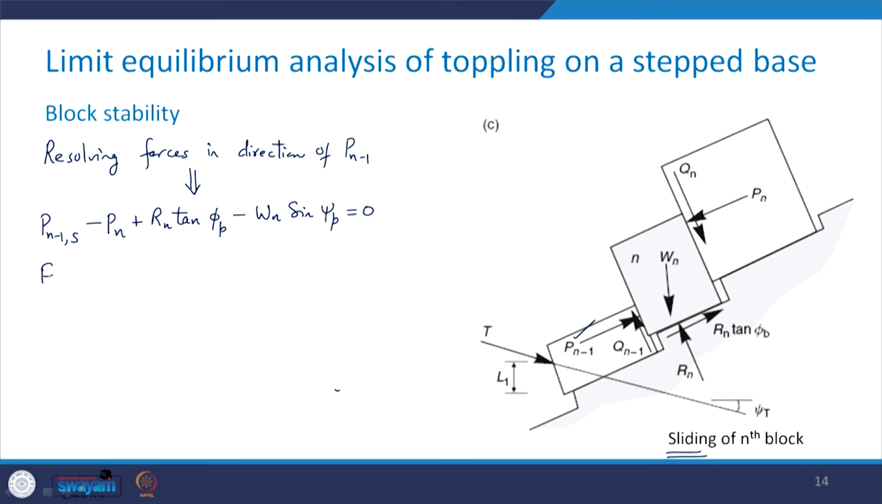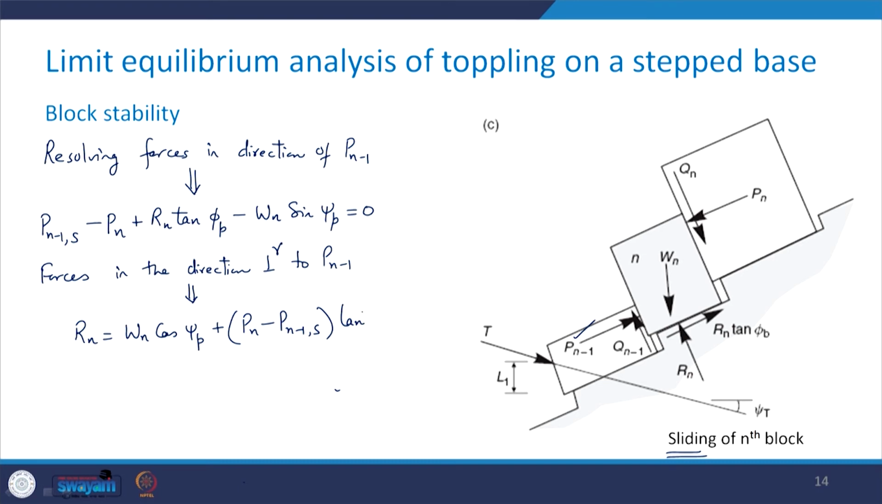Then what are the forces in the direction perpendicular to Pn minus 1? These are going to be Rn, which will be equal to Wn cos of psi p plus Pn minus 1 comma S into tan of phi d. So, this is what we are going to get.